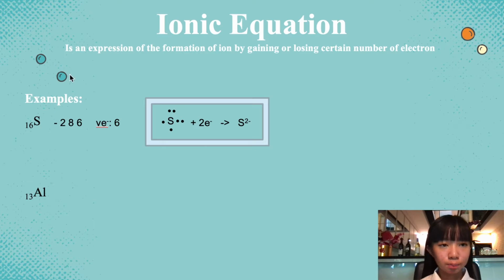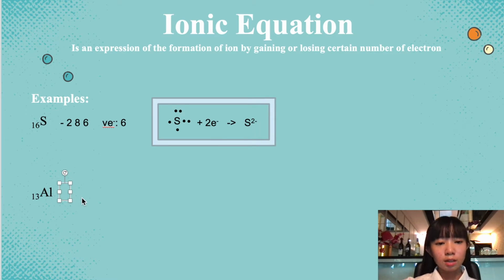Next, we have aluminum. First, we will also write down the electron configuration for aluminum, which is 2, 8, 3, which makes aluminum have 3 valence electrons. Now we will write the ionic equation for the formation of aluminum ion. We will draw first the Lewis dot symbol for aluminum, Al, add 3 dots, 1, 2, and 3.